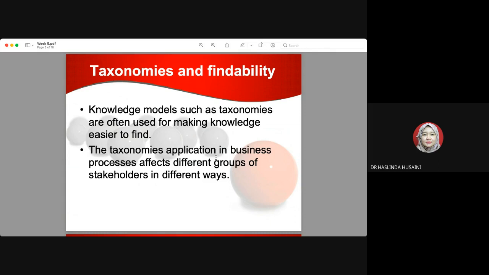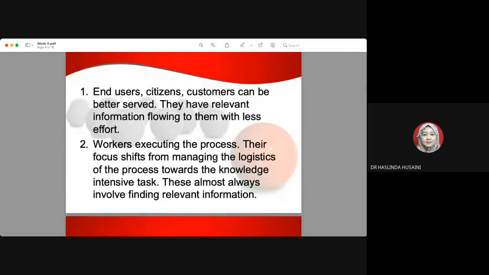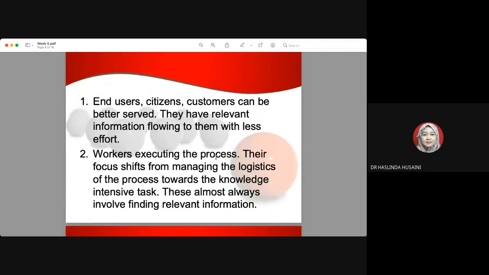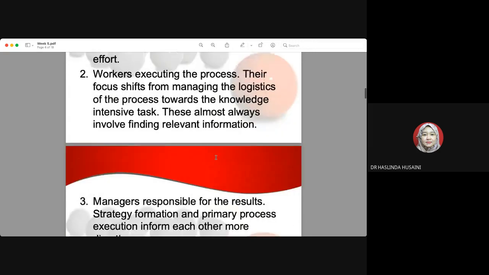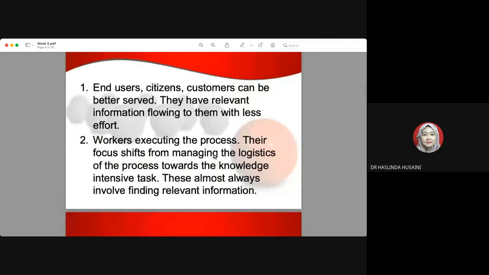Jadi mereka ni akan menggunakan different types of engine to identify information that they would like to retrieve. Apa target audience ni, for the taxonomy dalam context of findability? There are four segments related in this activity of the findability.